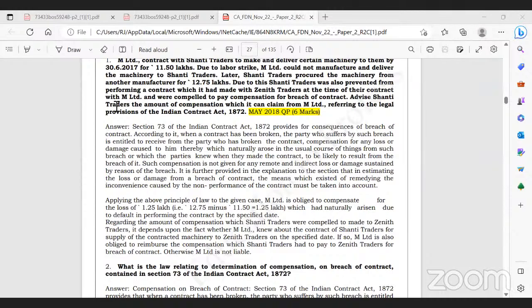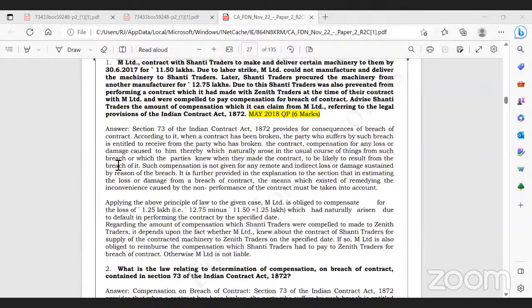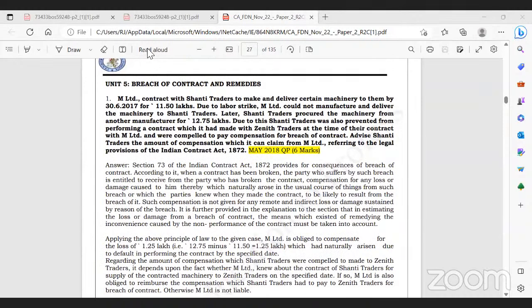Is it wrong, sir? Wrong. Remember, I'm not telling like that, but you should understand that ordinary damages are the difference between the contract price. What you told about ordinary damages is correct: it is a damage which is in the normal course of business. Here, they agreed to supply the machine for 11.5 lakhs, but they couldn't complete it and they had to buy it from somebody at 12.75 lakhs. So the ordinary damages will be 1.25 lakhs, right?